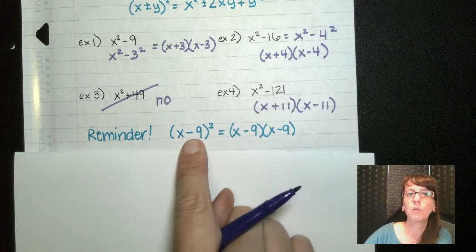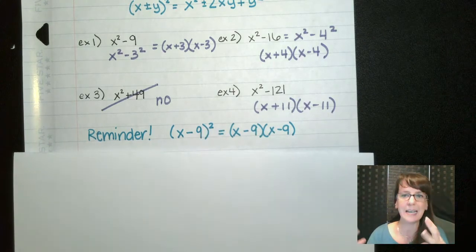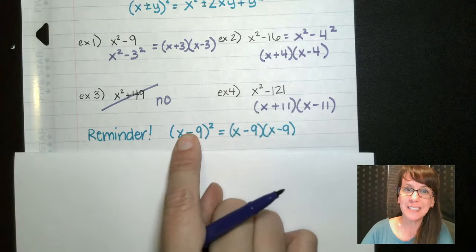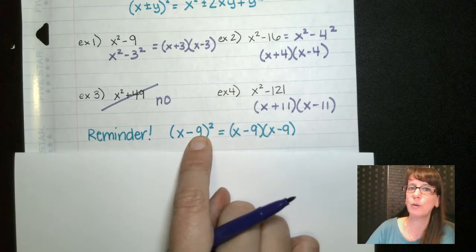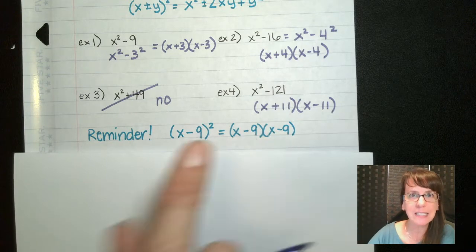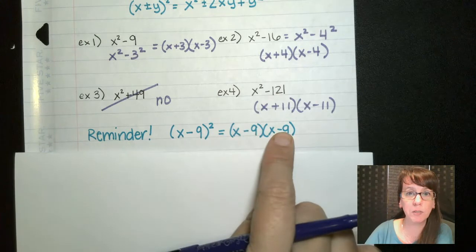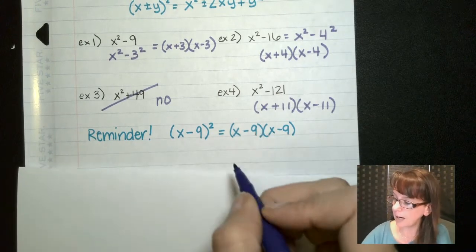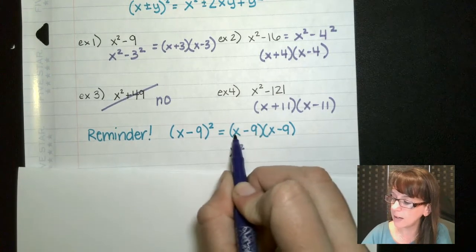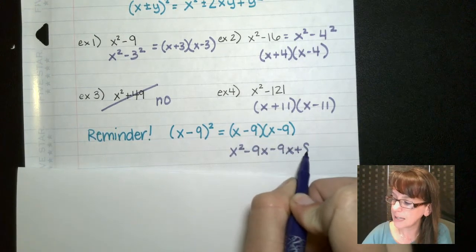So reminder here, x minus 9 squared, the whole quantity, is not just x squared minus 9 squared. No, no, no. You have to write it out like this. And notice as soon as I write it out like this, that kind of triggers something. Hey, I either have to do FOIL, box method, or distribution in order to multiply that out. If I were to do that, I would end up with x squared minus 9x minus 9x plus 81.